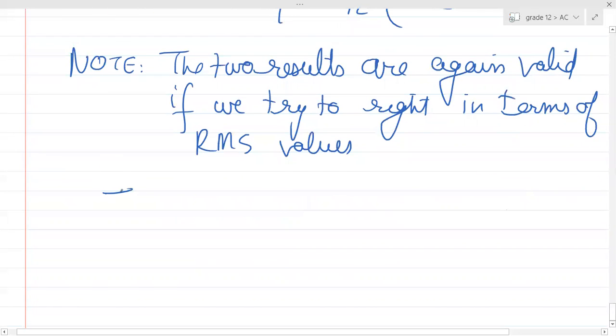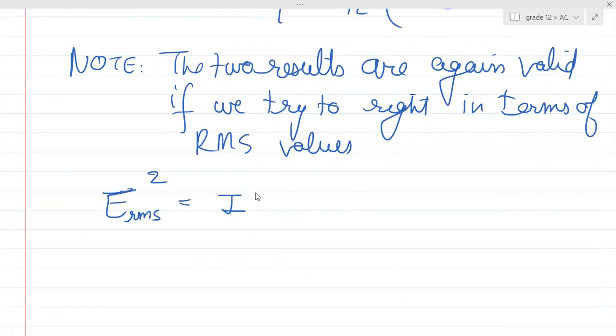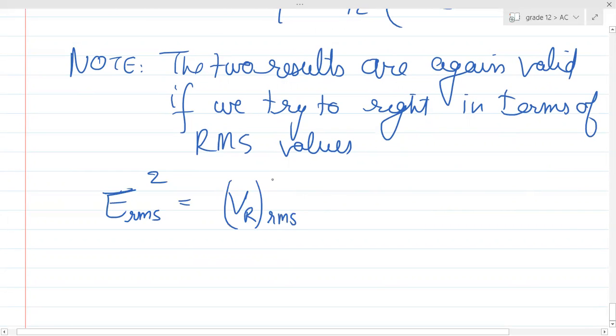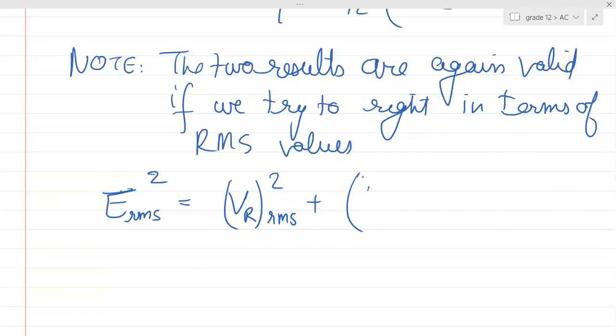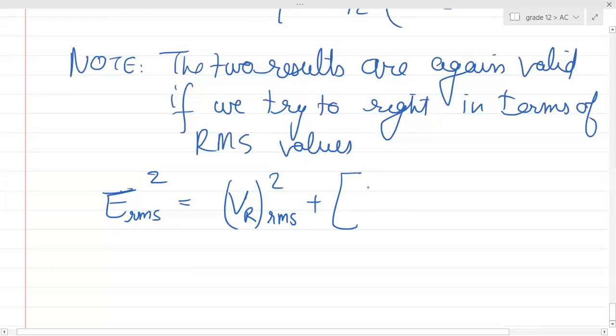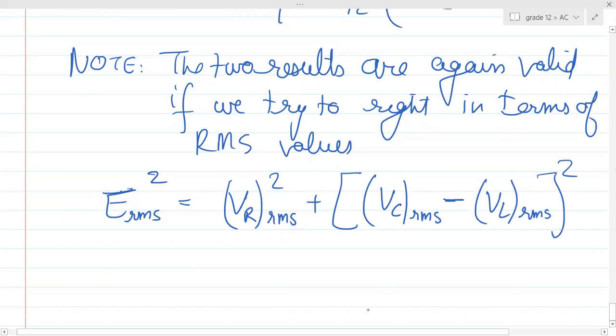In place of the virtual value, I'll write the whole RMS thing. So E_RMS square is equal to V_R RMS square plus (V_C RMS minus V_L RMS) whole square. So can you see this is the same thing? In spite of writing naught, I am writing RMS.